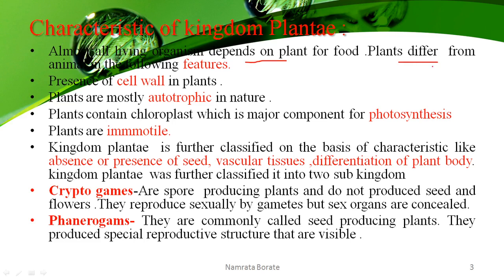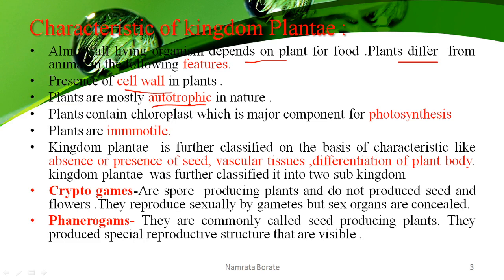The plants differ from animals by considering some characteristics. The first characteristic is the presence of the cell wall. In plants, there is a presence of cell wall, but in case of animals, there is absence of cell wall. The plants are mostly autotrophic, meaning the plant can synthesize its own food material.